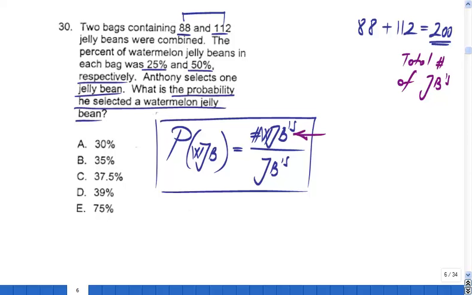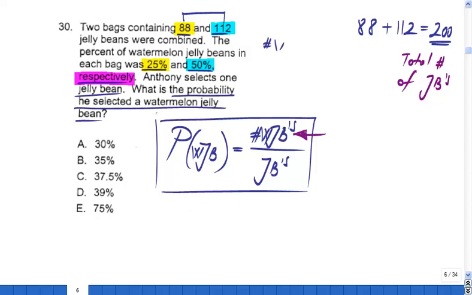I need to know how many watermelon flavored jelly beans I have in the whole bag. And in order for me to find that, I have to go back and reread the problem that says the percent of watermelon jelly beans in each bag was 25% and 50% respectively. And that's very important. Respectively means what? It means that the first bag had 25% watermelon jelly beans and the second bag had 50% watermelon jelly beans, okay?